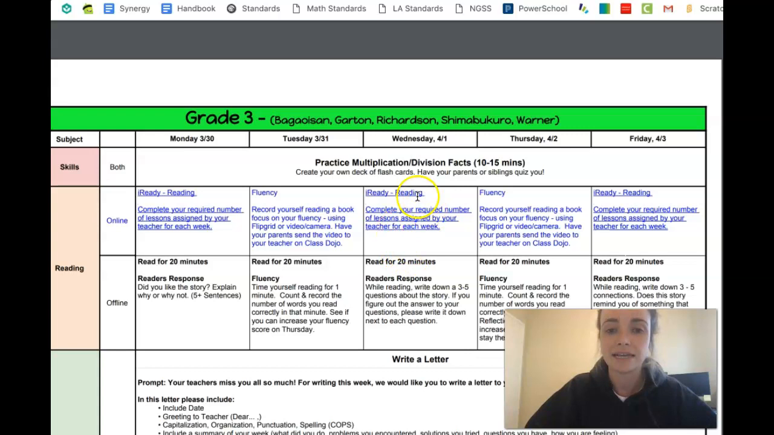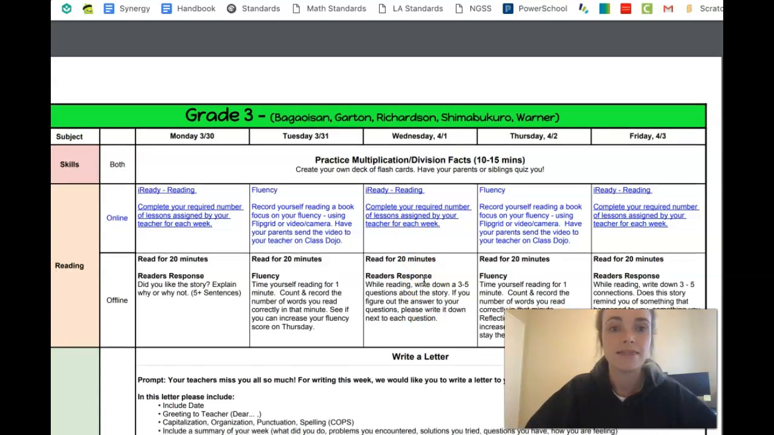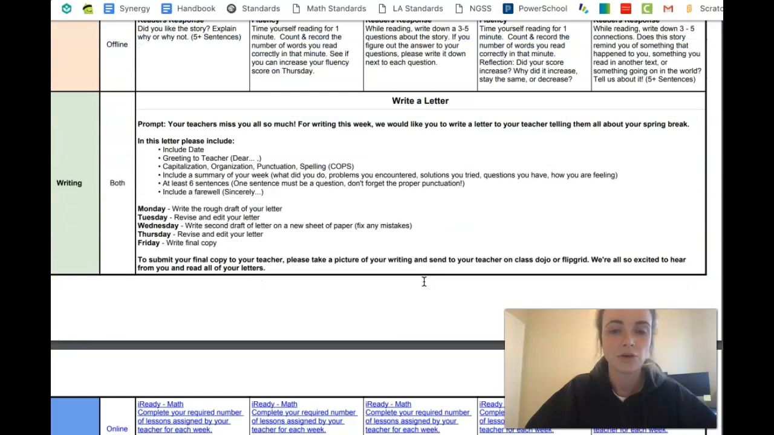If you have access to iReady and you're like, you know what, I'm reading a really great story and I want to do the offline option, that is okay as well. You don't have to just do online. You can pick between the two. The next thing is write your letter.